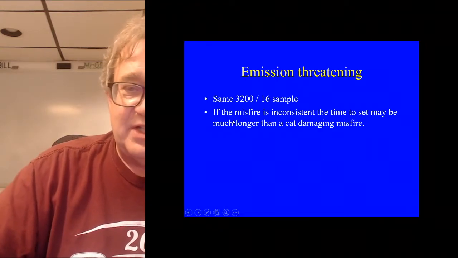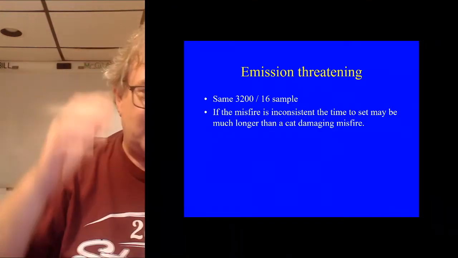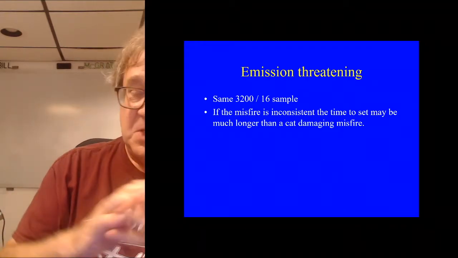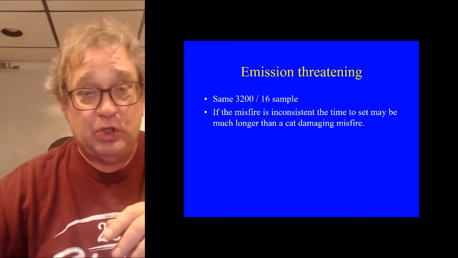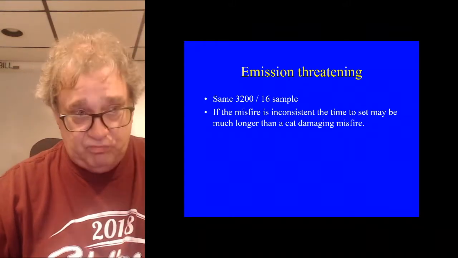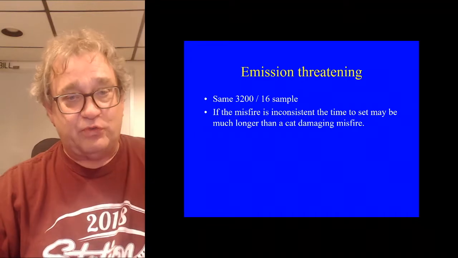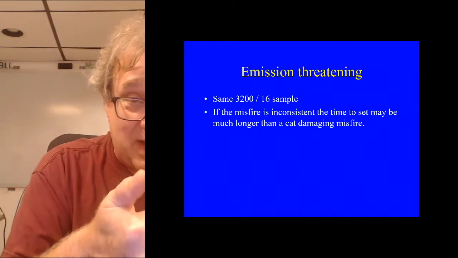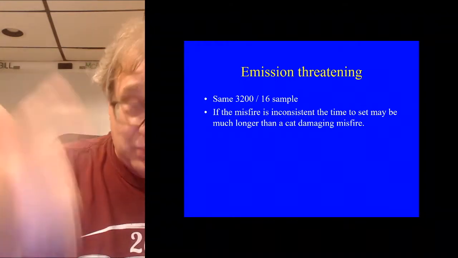And if it's inconsistent, the time to set it could be much longer than a cat damaging misfire. This is why it goes to a type B. It opens this up more so that the computer can watch it over a longer period of time, trying to decide if A, there's anything it can do about it, and B, to alert the driver.